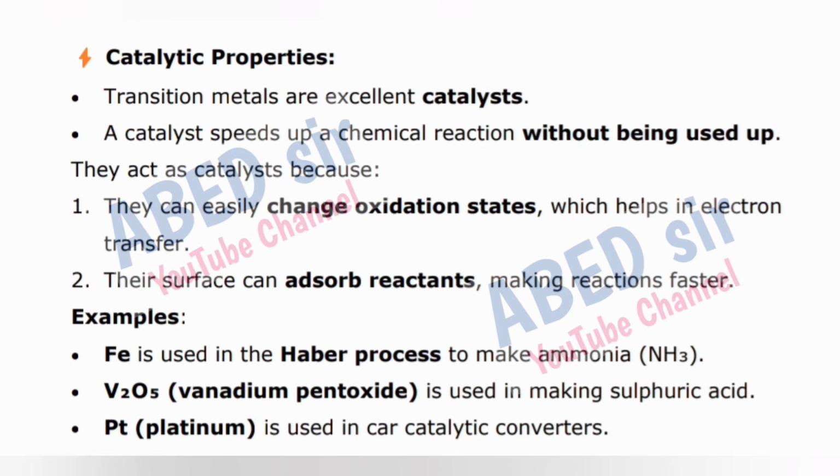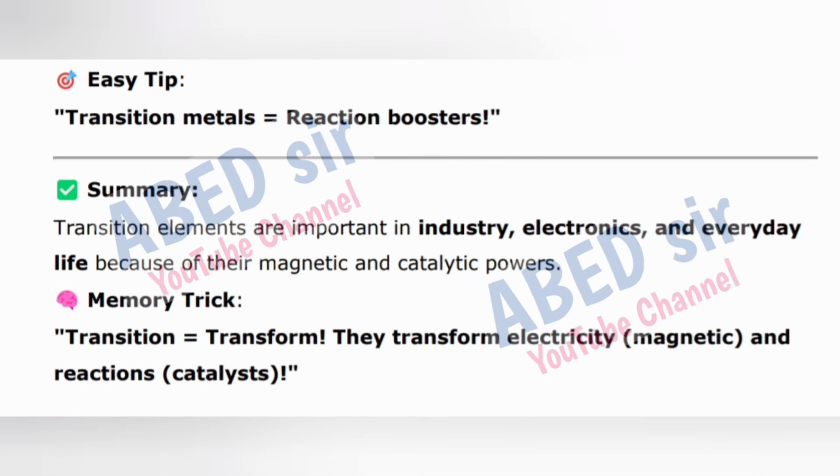Examples: Fe is used in the Haber process to make ammonia, NH₃. V₂O₅, vanadium pentoxide, is used in making sulfuric acid. Pt, platinum, is used in car catalytic converters. Easy tip: transition metals equal reaction boosters. Summary: transition elements are important in industry, electronics, and everyday life because of their magnetic and catalytic powers. Memory trick: transition equals transform. They transform electricity, magnetic, and reactions, catalysts.